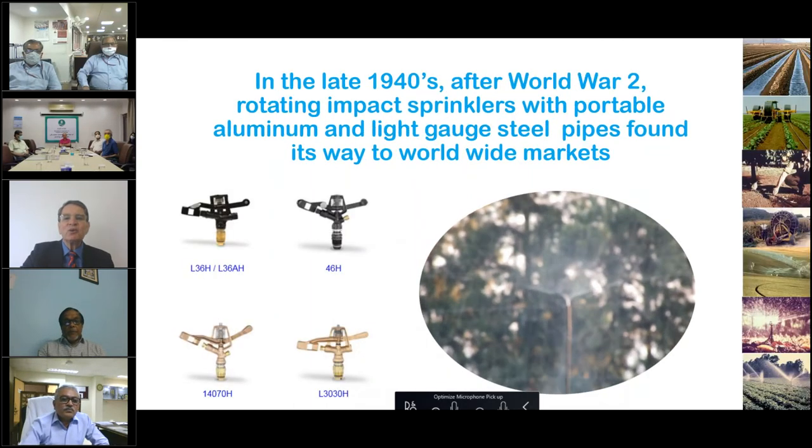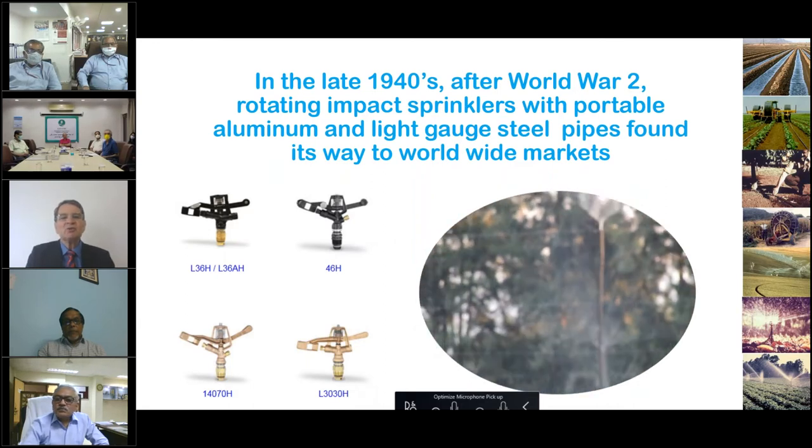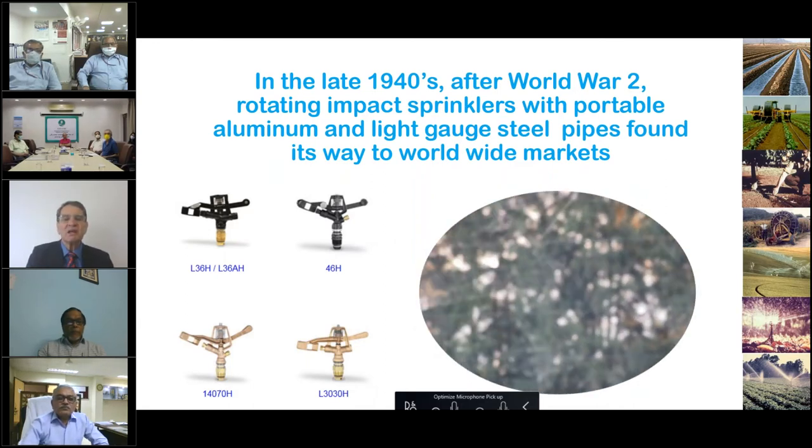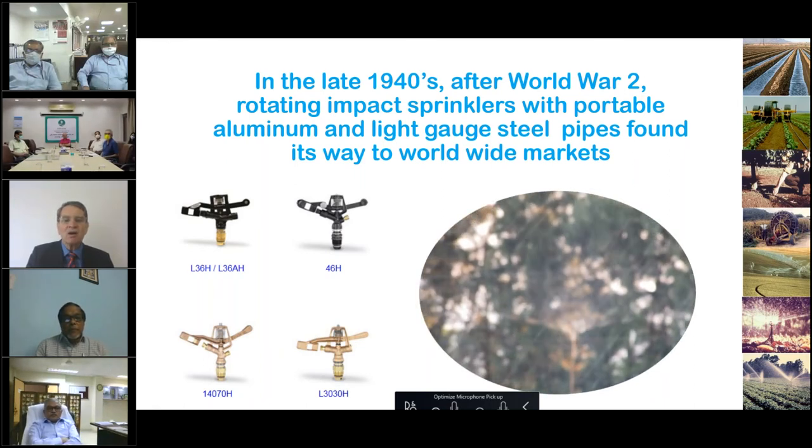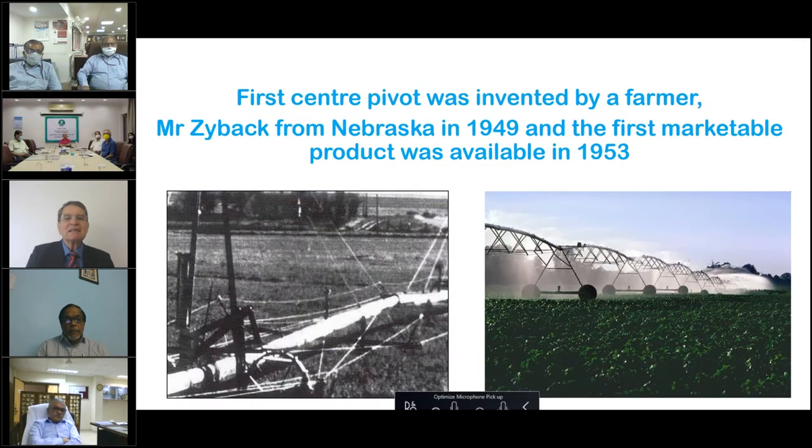And in the late 1940s, after World War II, rotating impact sprinklers with portable aluminium and light gauge steel pipes found their way to the world market. Different forms, different types. And the first center pivot was invented by a farmer, Mr. Zybeck from Nebraska, in 1949. And the first marketable product was available in 1953. On the left-hand side, you can see the very first pivot, and then, of course, the modern-day center pivots.